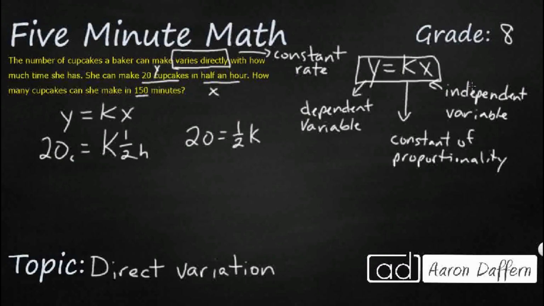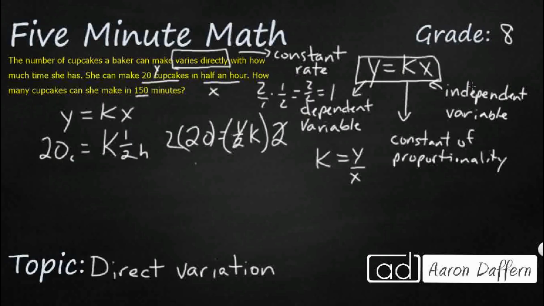But let's see if we can figure out the constant of proportionality, right? So how do I isolate this k? Well, we know that k equals y over x, right? So let's get that x out of here, that half. So I'm going to multiply both by 2, because 2 times 1/2 equals 2 over 2, which equals 1, which makes it disappear. So I just need to multiply both sides by 2. So that's going to let me know that my k equals 40. All right, so that's my constant of proportionality is 40, which makes sense.